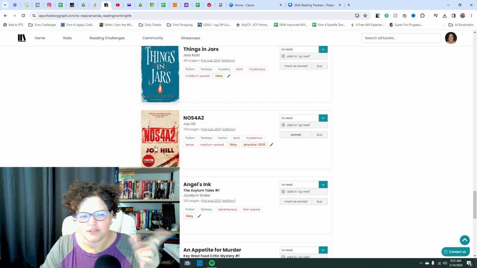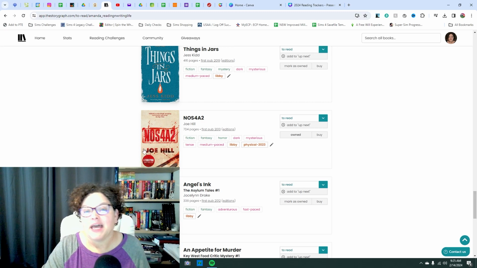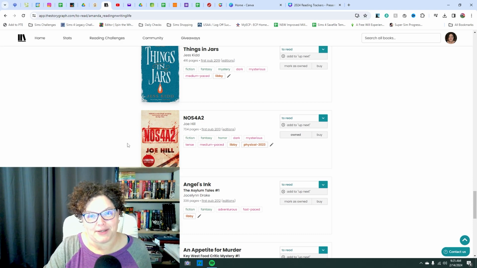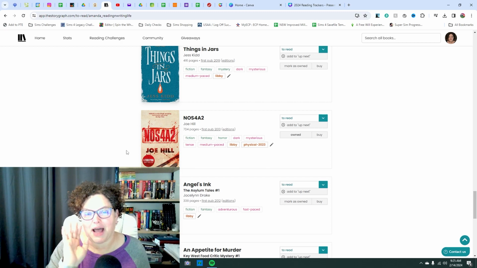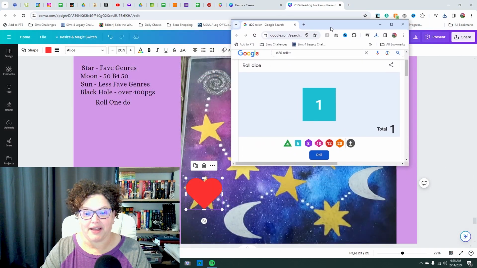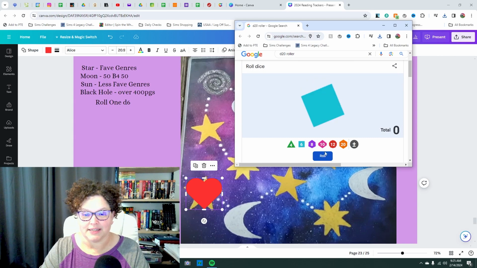Nosferatu. Nosferatu? I don't know. Anyway, it's the vampire Nosferatu story, written by Joe Hill. This has been on my list for a long time, and I have really been wanting to read it. I'm really happy that it popped up. Okay, fantastic. Let's roll again.